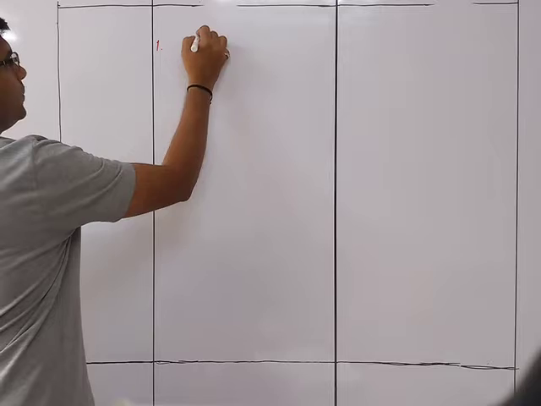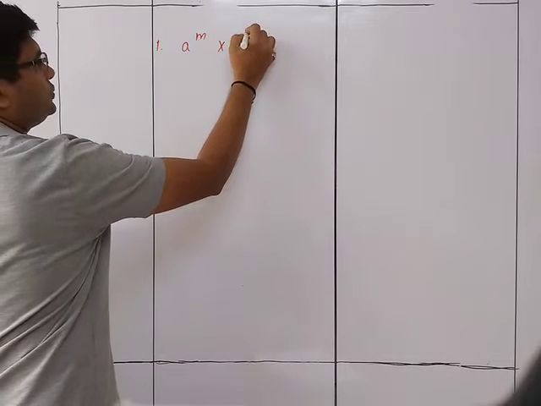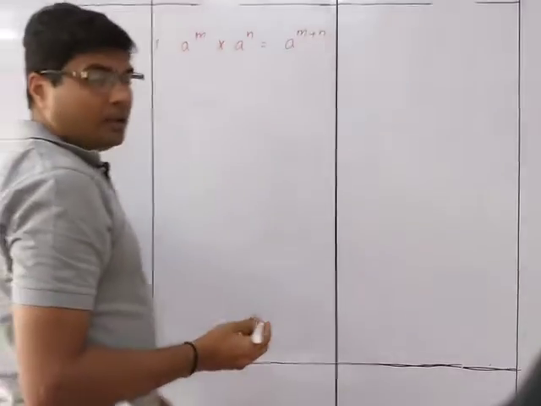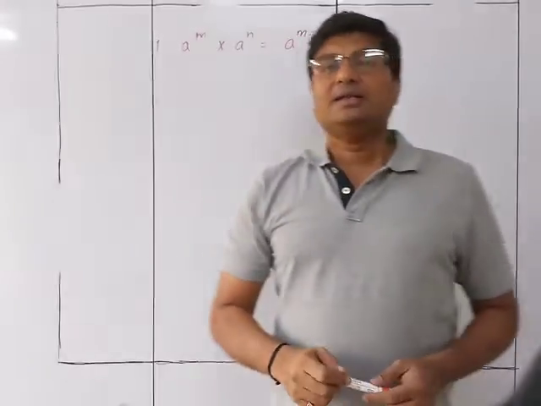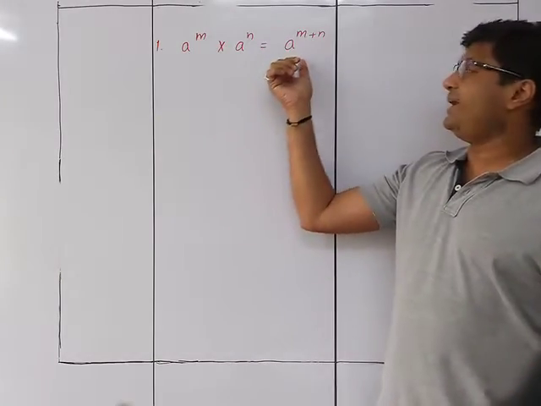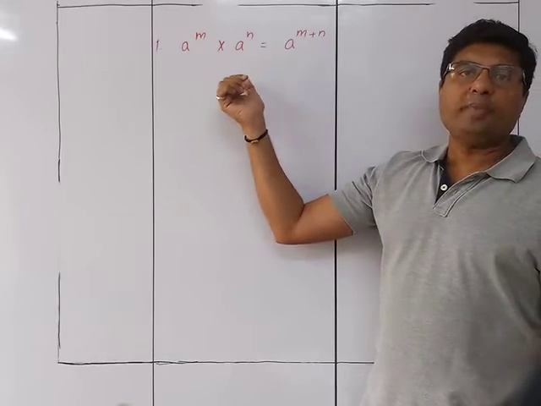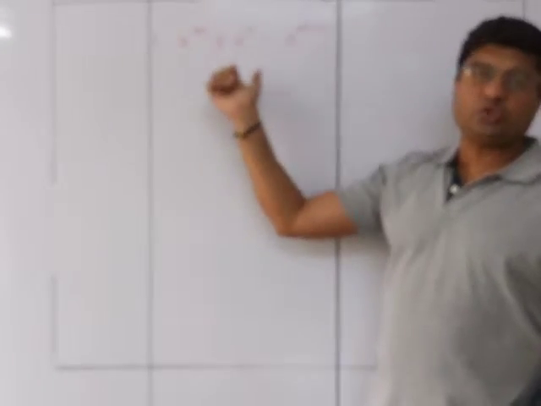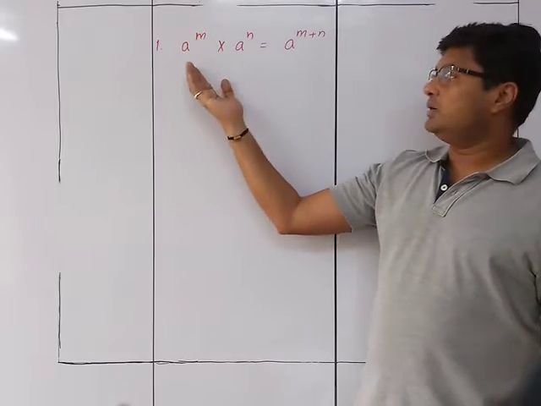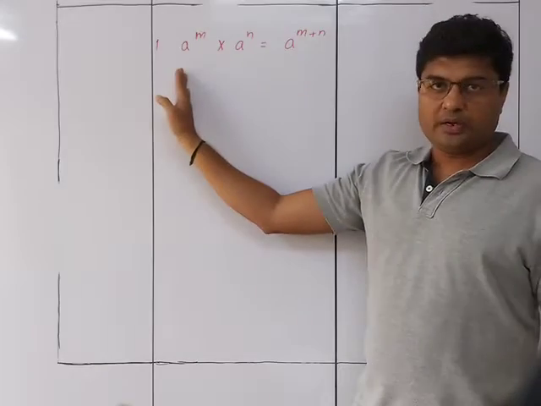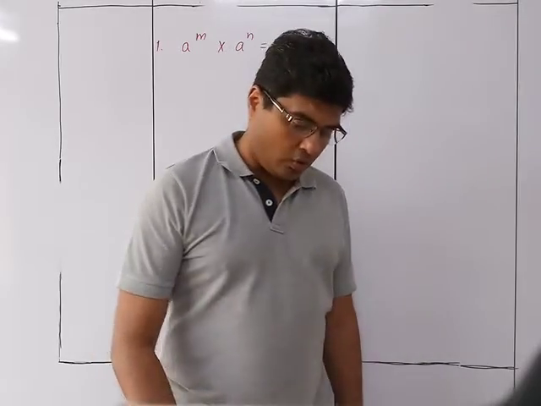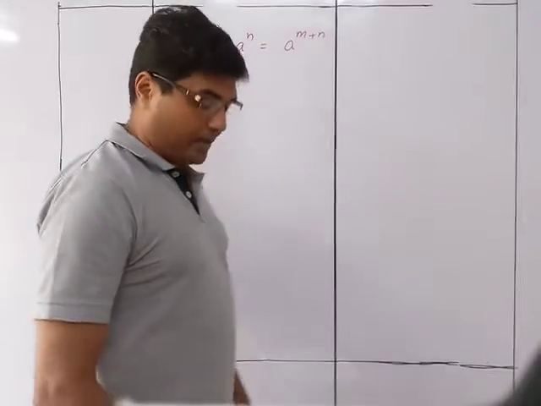is a raised to m into a raised to n is equal to a raised to m plus n. Now remember one more thing, that this is true in the reverse order also. So if I am given a raised to m plus n, it also means that it is a raised to m into a raised to n. Right? So that's why we not only need to learn this way but also this way. Both ways you need to learn it so that, application-wise, you know what is to be used where.